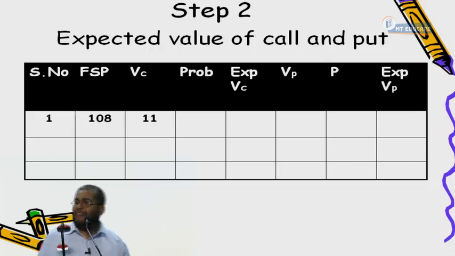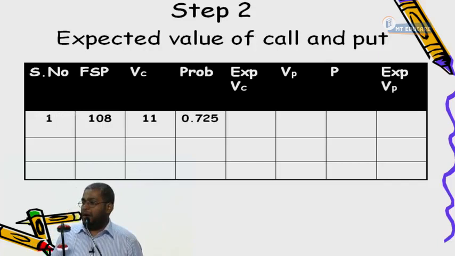Yes or no? What is the probability that my call will be 11? 0.725. So the expected value is going to be 0.725 into 11, which gives you what?